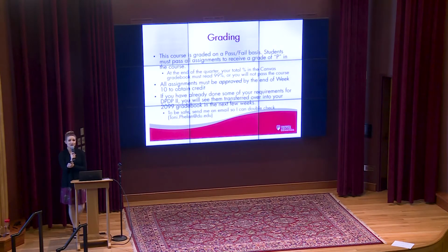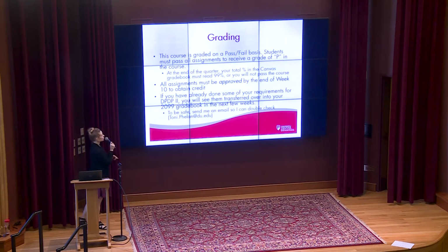Okay, so this course is pass-fail. It's 0 credit. So we try to give you a lot of time in class to work on things. At the end of the quarter, your total percentage in the Canvas gradebook must read 99% or you will not pass. I know this doesn't fully make sense sometimes with the pass-fail idea, but the pass-fail really applies more to the actual assignments themselves. You have to do every assignment. You don't have to get an A on every assignment, if that makes sense. So you just have to pass each assignment, but you do have to have them all approved by the end of the quarter.